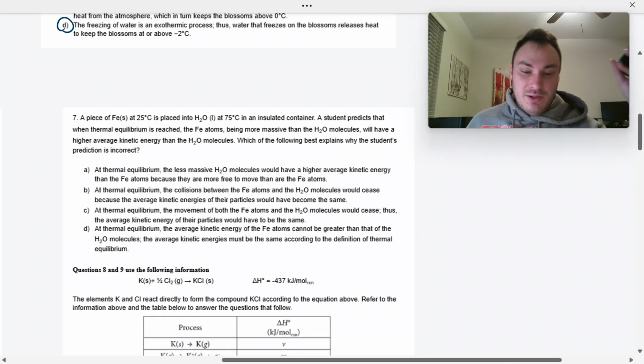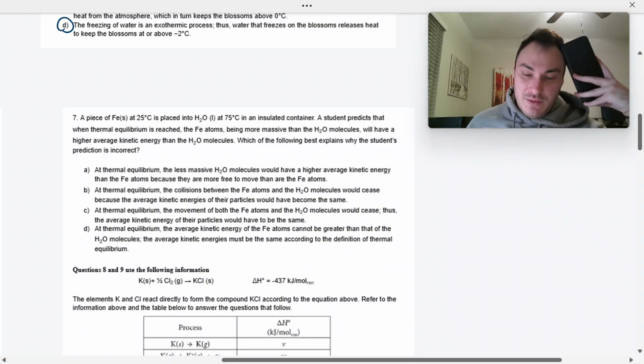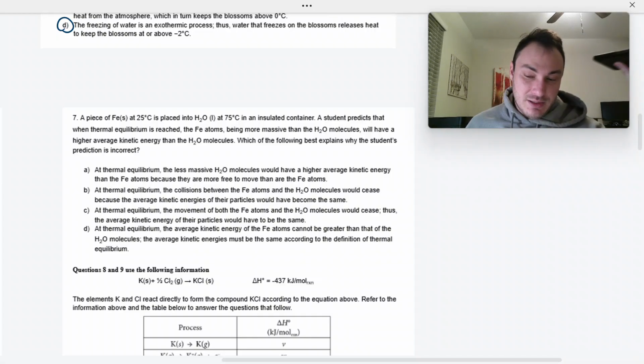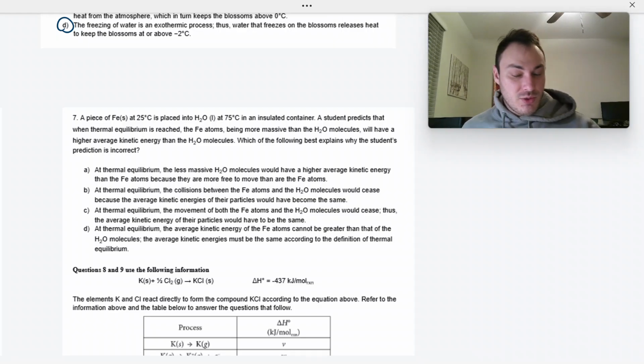A piece of iron is placed into water at 75 degrees Celsius in an insulated container. A student predicts that when thermal equilibrium is reached, the iron atoms, being more massive than the water molecules, will have a higher average kinetic energy than the water molecules. Which of the following best explains why the student's prediction is incorrect?